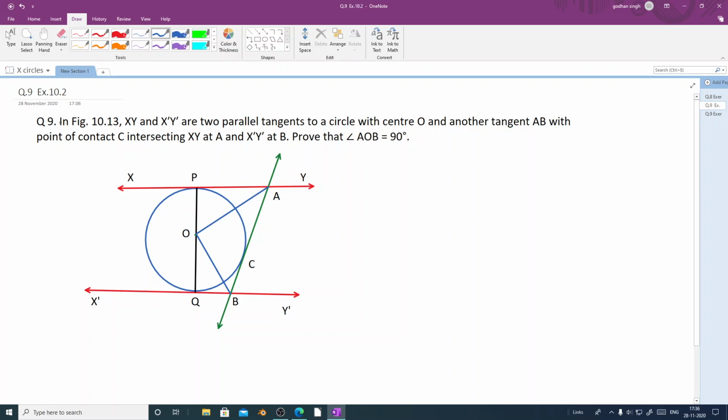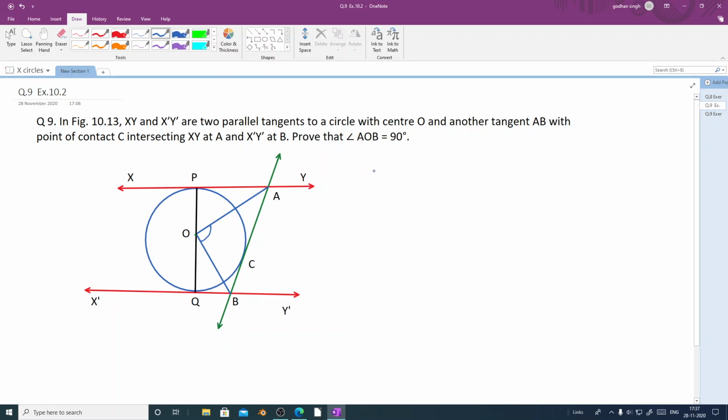So with this, question number 8 is complete. Question number 9, exercise 10.2. In the figure, XY and X dash Y dash are two parallel tangents to a circle with center O and another tangent AB with point of contact C, intersecting line XY at A and line X dash Y dash at point B. Prove that angle AOB is equal to 90 degrees. So we have to prove that this angle AOB is 90 degrees. For this we will do a construction.